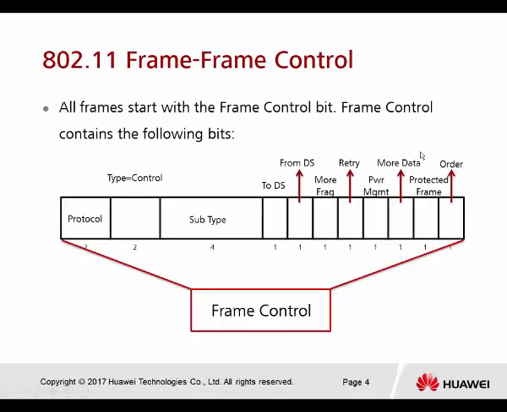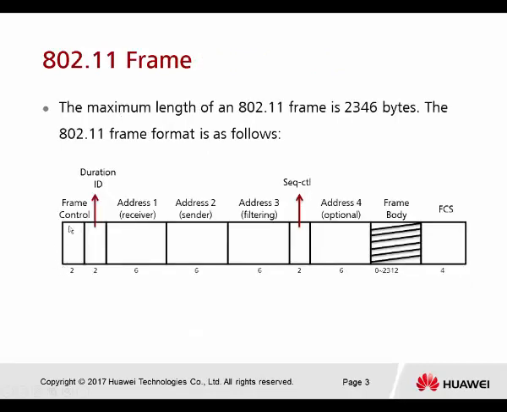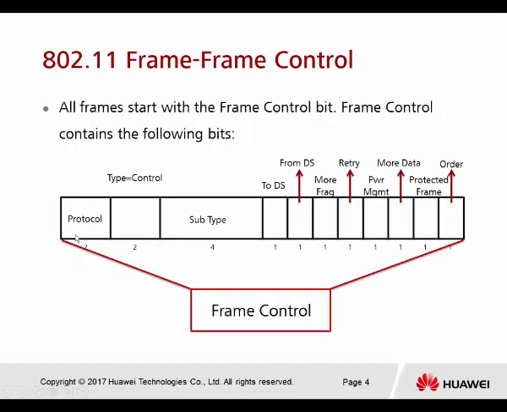So let's begin with the first one, the frame control. The frame control is located at the front, the very beginning part. Frame control has 2 bytes. After expanding it, it becomes 16 bits. All frames start with the frame control. The frame control contains the following bits: 2 bits for the protocol, 2 bits for the type, 4 bits for the subtype, and then the remaining 8 bits.